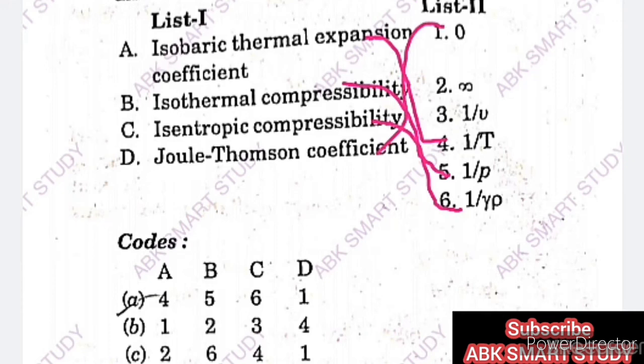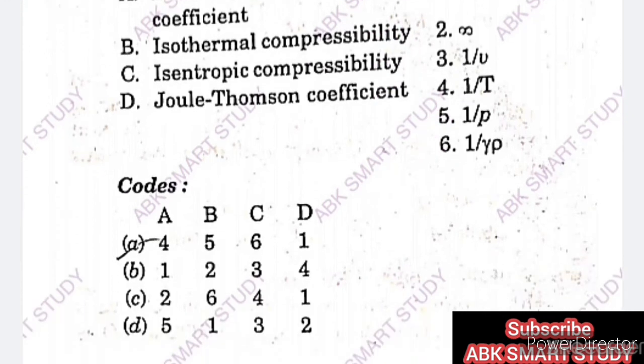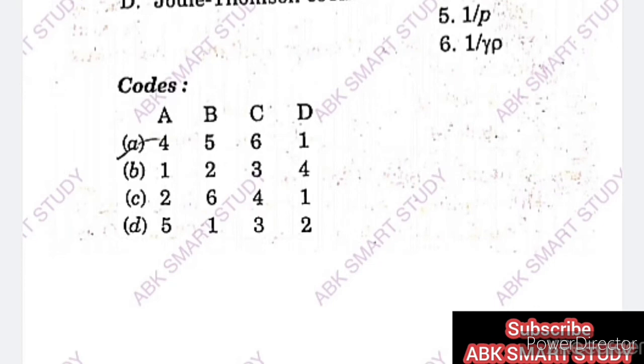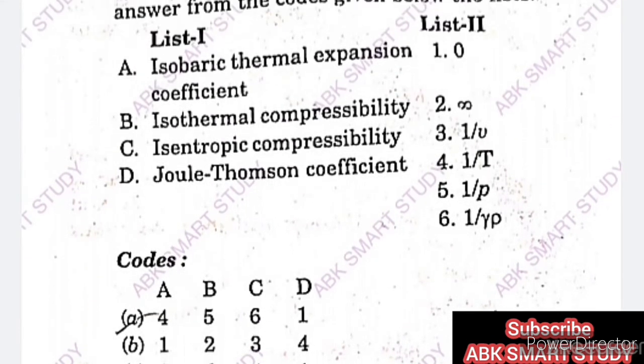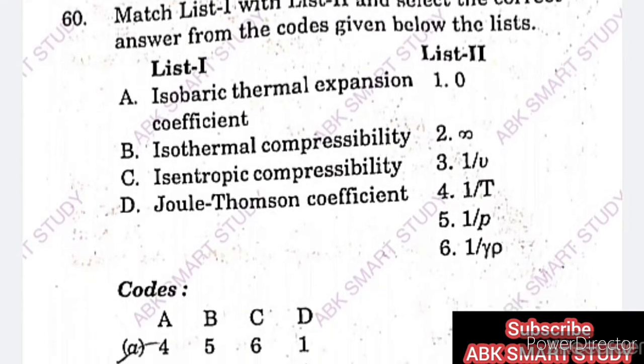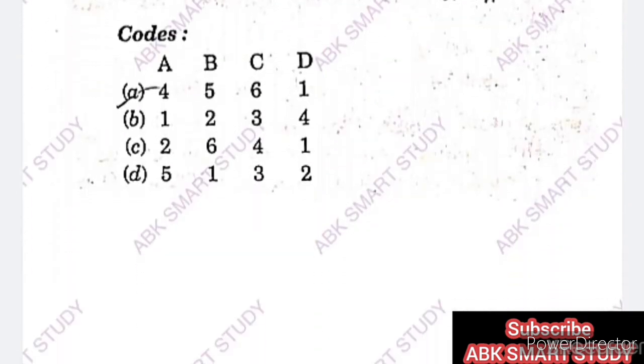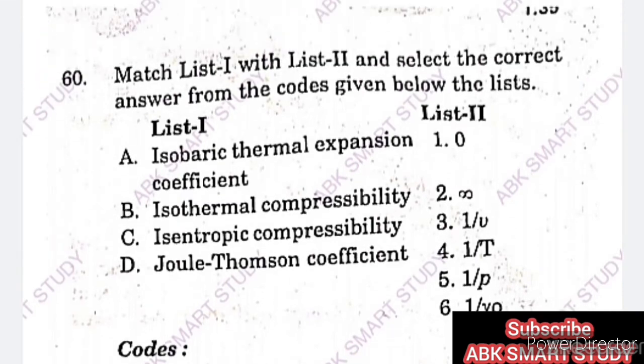So here 4, 5, 6, 1, that is option A, is the correct answer for that question. So here option A is the correct answer. Next question.